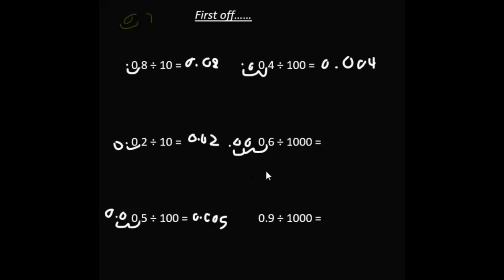Let's put the decimal point. Now we have 0.1, 3 zeros and a 6. So 0 and 6 10,000ths.